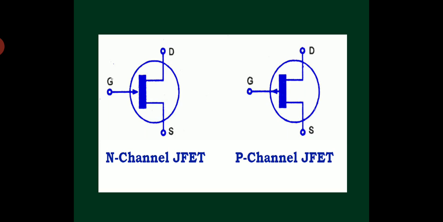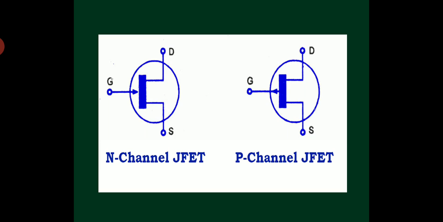The BJT transistor is a current control device, whereas FET is a voltage control device. This is the major difference. BJT is a current control device, whereas FET is a voltage control device.